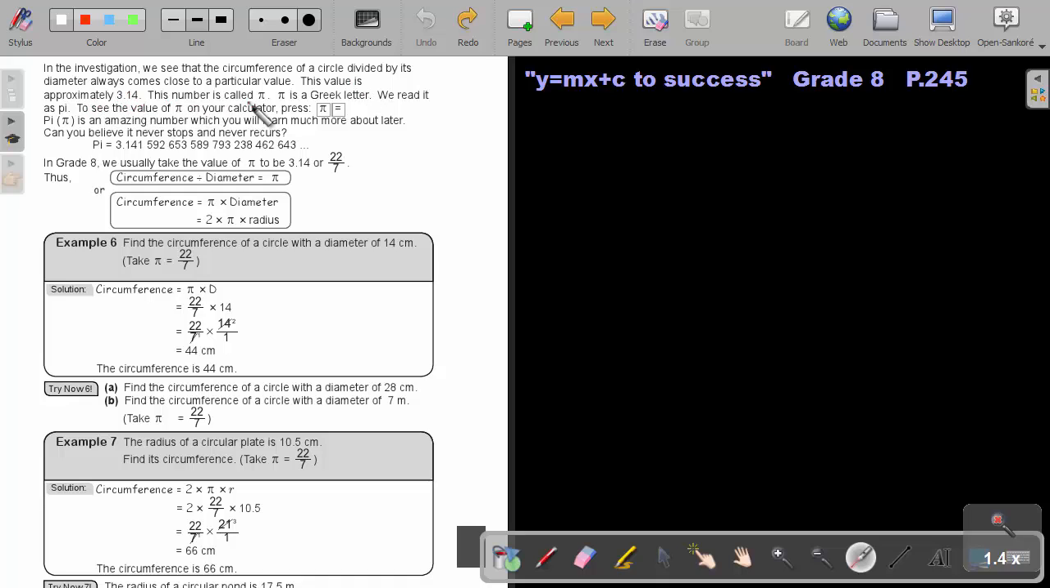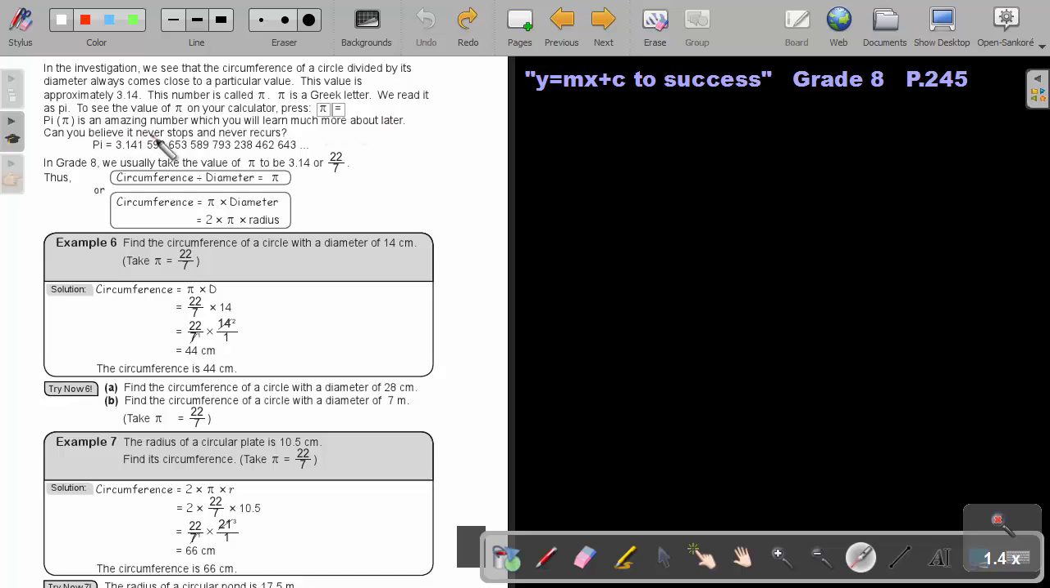The number is called pi. Pi is a Greek letter. We read it as pi, or some people say p. To see the value of pi on your calculator, press the pi key and equal. And then you will see the full irrational number. So pi is an amazing number, which you will learn much more about later.